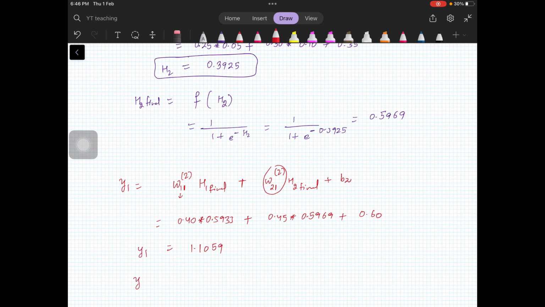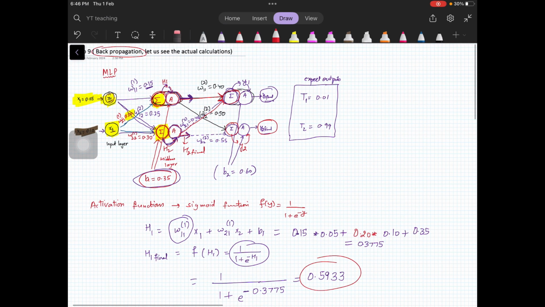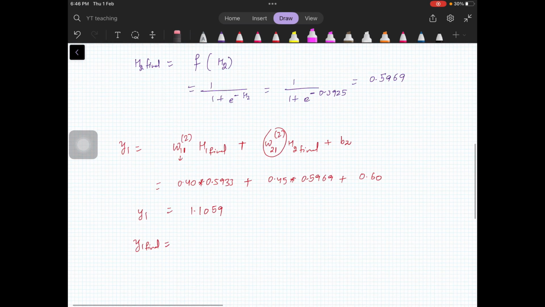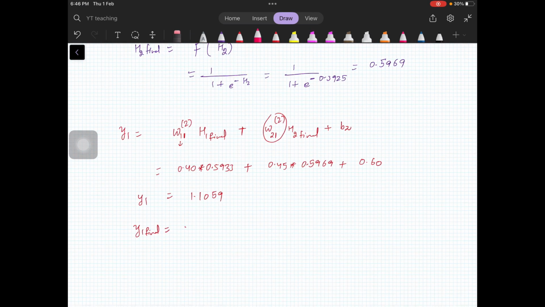So what is my y1 final? The moment you have your y1 here, y1 final will be just the activation function operating on y1. So this is going to be f of y1. That would be 1 over 1 plus e raised to power minus y1. You can just put the value, 1 plus e raised to power minus 1.1059, and that value is 0.7514. Okay.